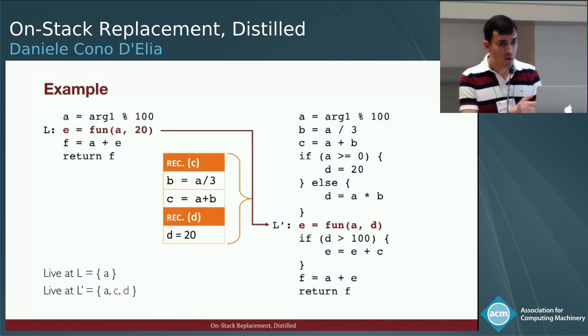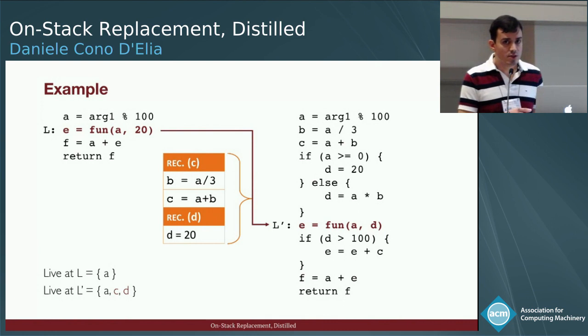Now suppose that you want to de-optimize back to the unoptimized version. We want to do this, for instance, right before the function call that assigns variable e. If we look at the live variables in the optimized program, we have only one live variable at this point, variable a, while in the unoptimized program, we have three variables: a, c, and d.